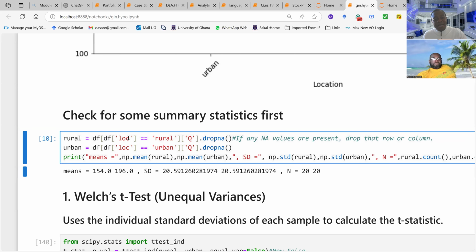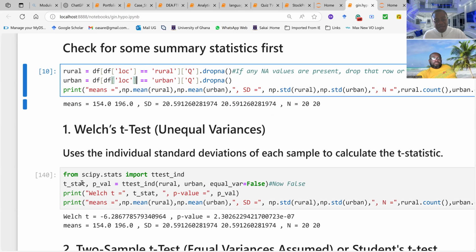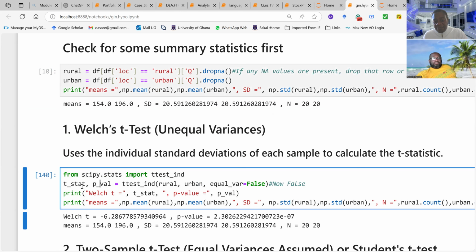Okay, now we are first going to run the unequal variances, so that you know how that one is done. So I'm going to do the test here after invoking SciPy. Use this one, run for the rural and urban. I'm assuming equal variances are false. So I'm doing unequal variances. So equal variances are false. And then I'll run it. It is going to give me the Welch t-test.